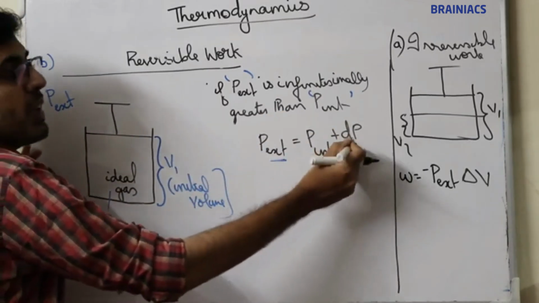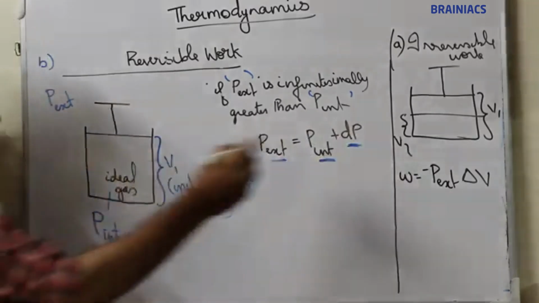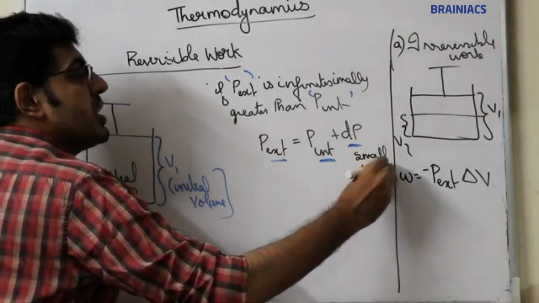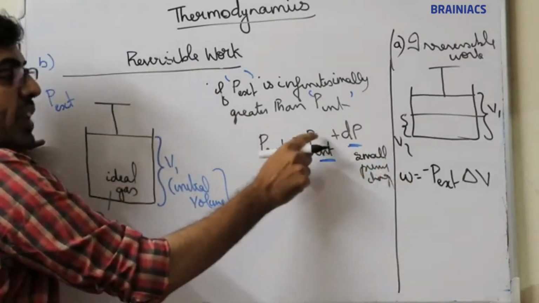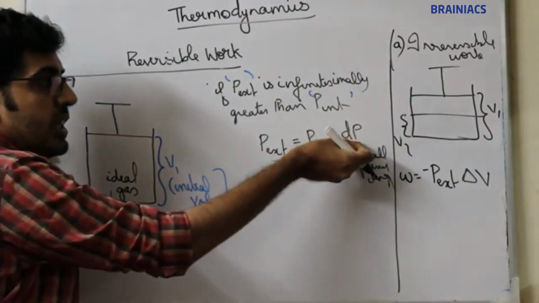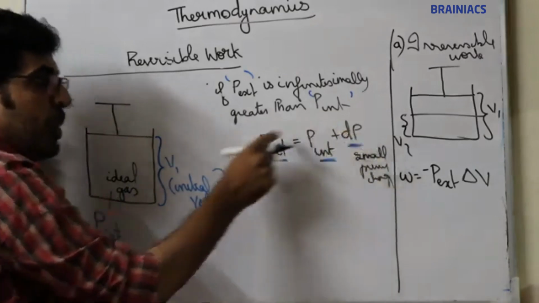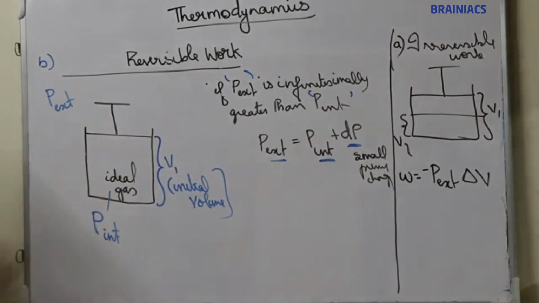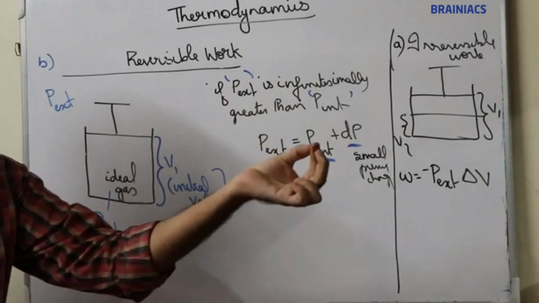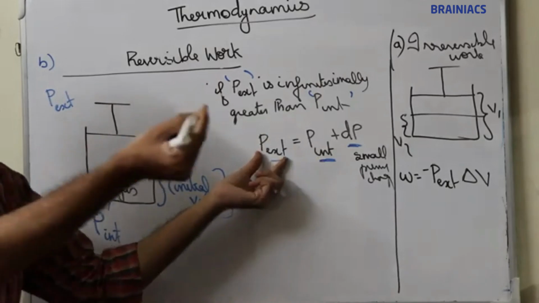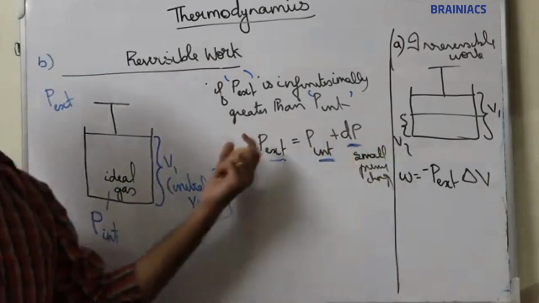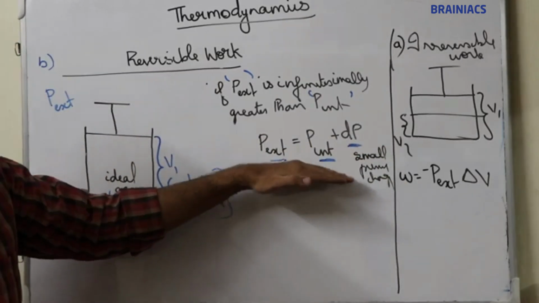So internal pressure plus a small pressure change dP, when we add them, you will get external pressure. External pressure is infinitesimally greater, very small, very little, so external pressure is a little bit greater than internal pressure. I think this point is clear.